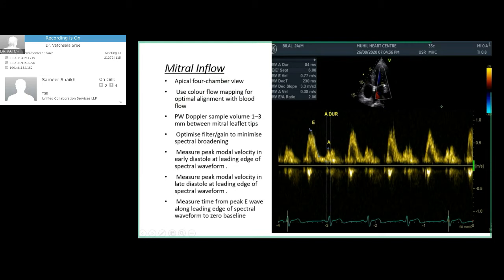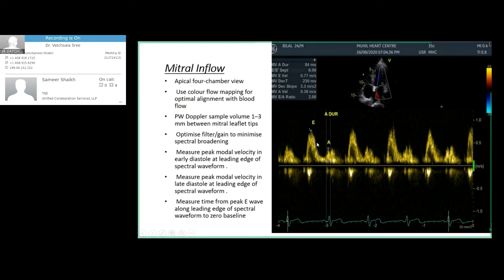The second step is you put a color code so that you know where to align your sample volume, the flow of the blood. The third step is you choose pulse wave Doppler in your echo machine, and you put the sample volume approximately 3 millimeters in between the mitral leaflets, and you press the pulse wave Doppler. The aim should be to get a very sharp, well delineated image. So you press the pulse wave Doppler and you have this pattern, the mitral E wave and the mitral A wave.